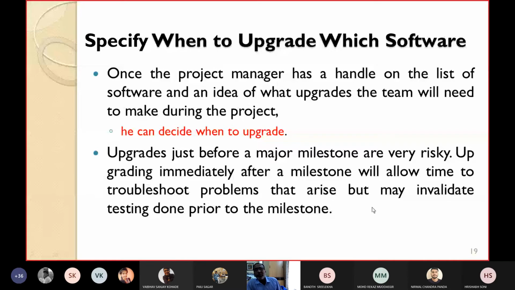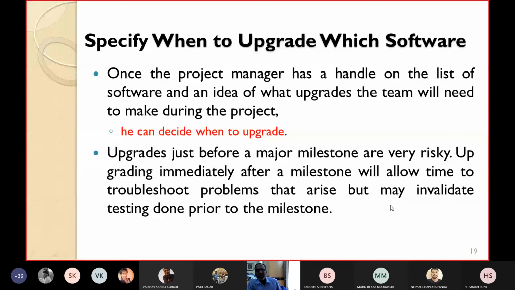So what is the ideal time? You should try to upgrade immediately after a milestone is over. Like today testing is over, then you can try to upgrade. Or today design is over, you can do some upgrade. Upgrading immediately after a milestone normally gives you some time to troubleshoot and rectify the problems, but there is a drawback. What is the drawback? It may invalidate testing done prior to the milestone. If yesterday you tested something, then the upgrade will invalidate the testing done just prior to the milestone.